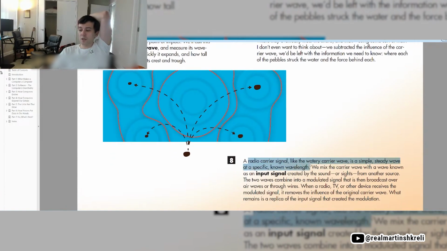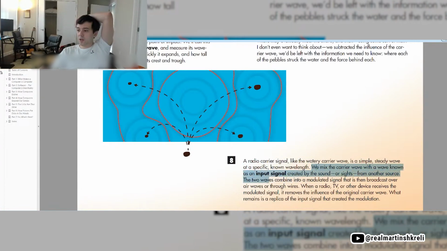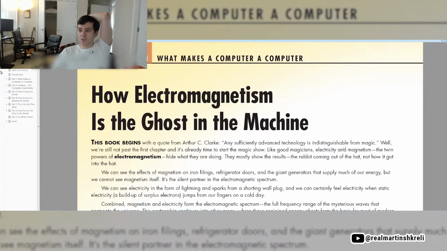specific known wavelength, like 92.3 here in New York. We mix the carrier wave with a wave known as an input signal created by the sound or sights from another source. The two waves combine into a modulated signal that is then broadcast over the airwaves or through wires. When a radio, TV, or other device receives the modulated signal, it removes the influence of the original carrier wave. What remains is a replica of the input signal that created the modulation.